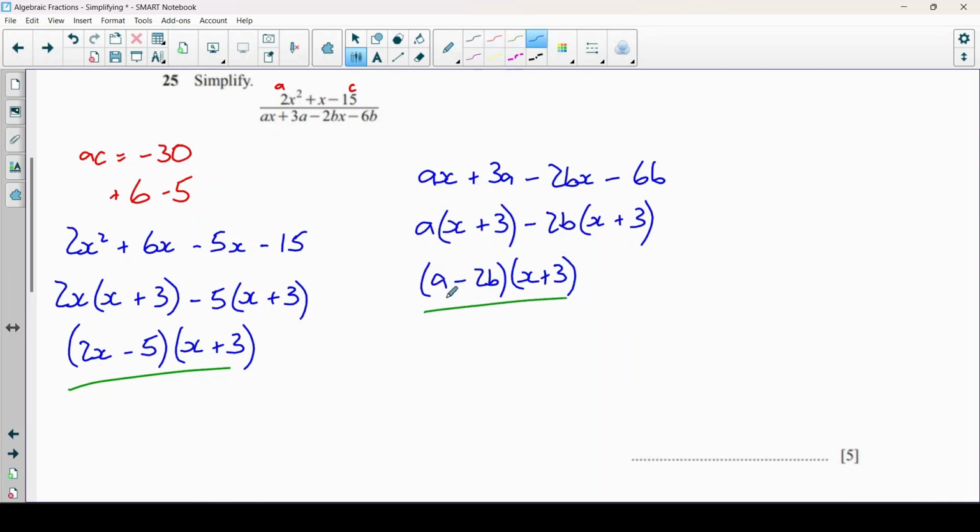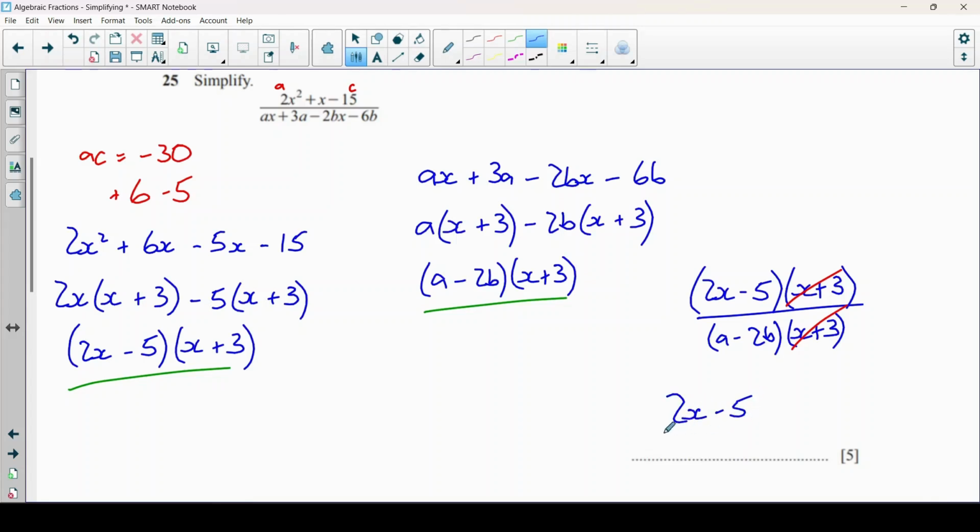So let's make those two things into one fraction. So on the top, 2x minus 5 x plus 3, over a minus 2b x plus 3. We can divide top and bottom by x plus 3, and that leaves me with 2x minus 5 over a minus 2b.